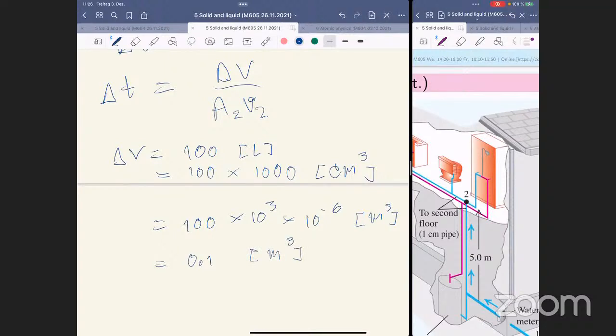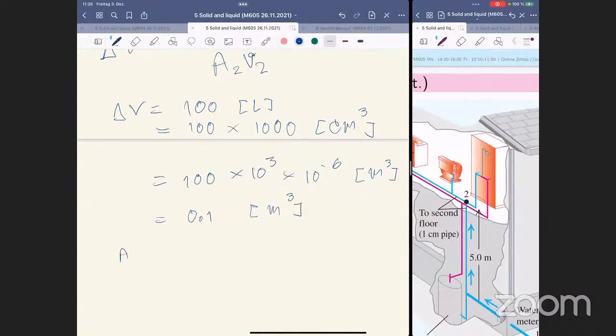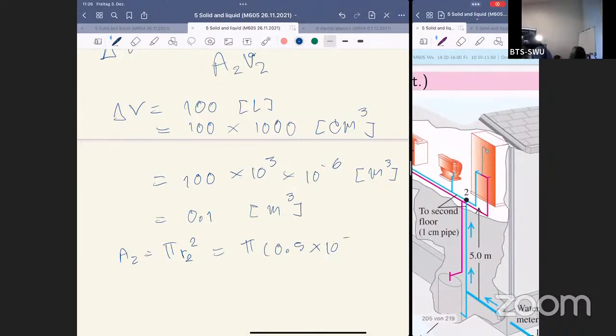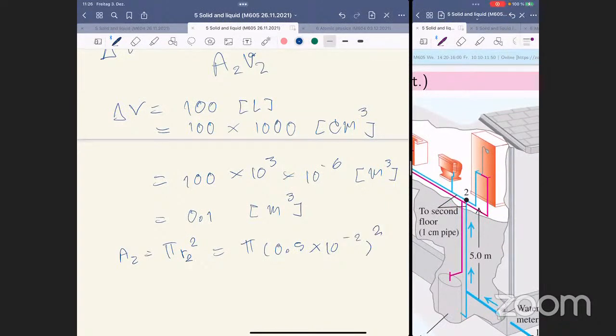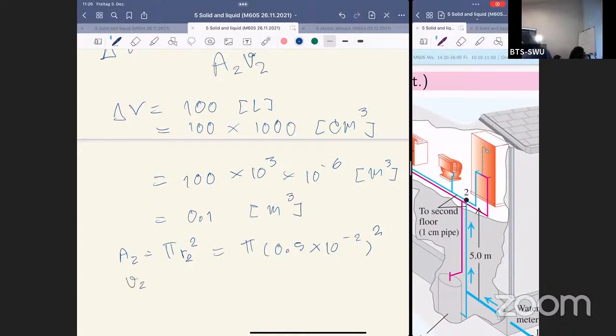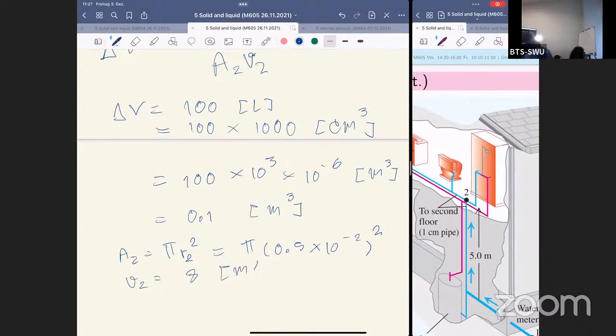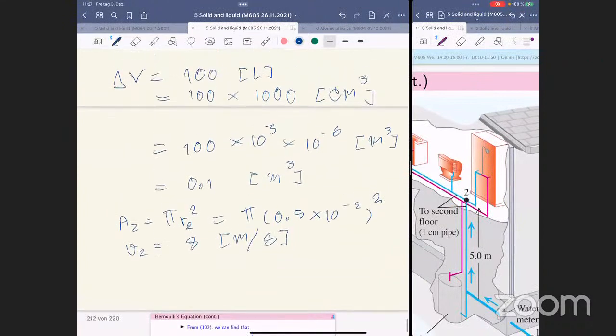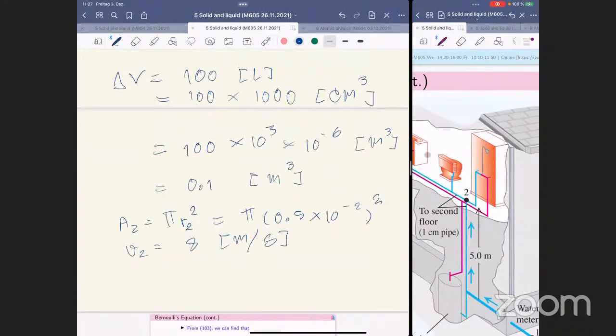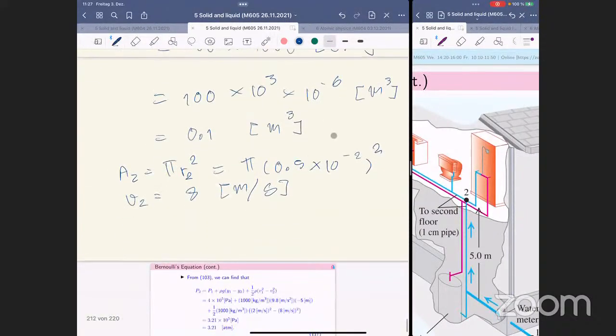All right, so what is A2 in this location? A2 is pi r squared, and you know the radius is only 0.5 centimeter, so it's going to be 0.5 times 10 raised to negative 2 meter, squared. And V2, the speed here, as we know before, is 8 meter per second. If you substitute everything into this equation, you could get delta T.